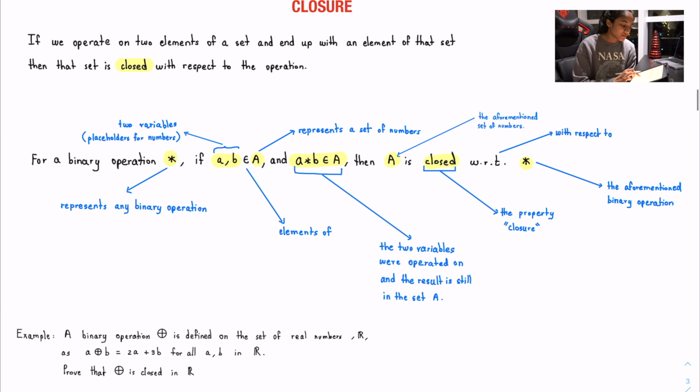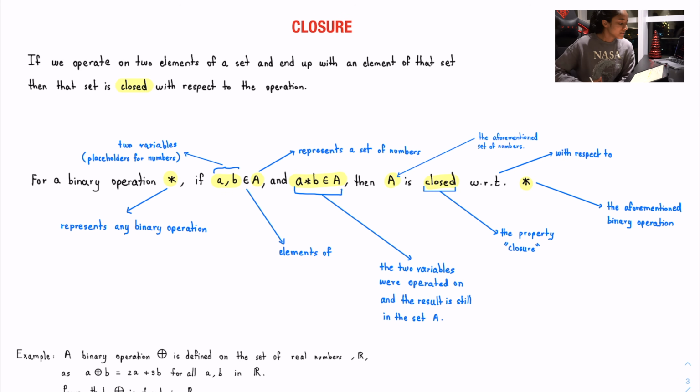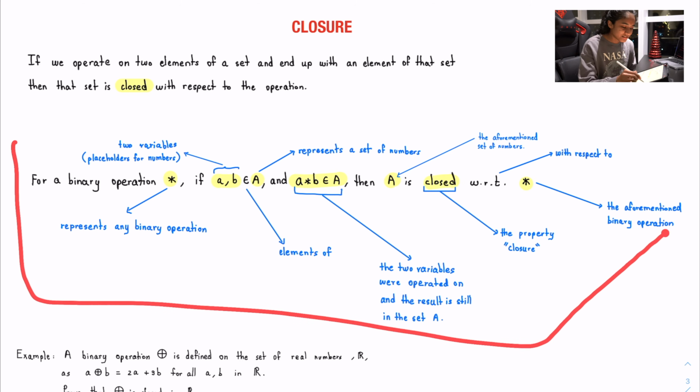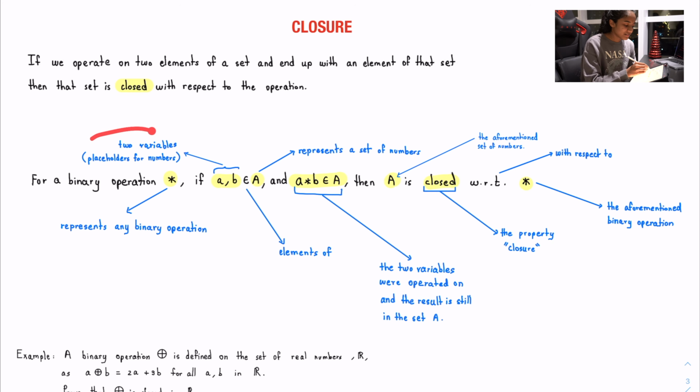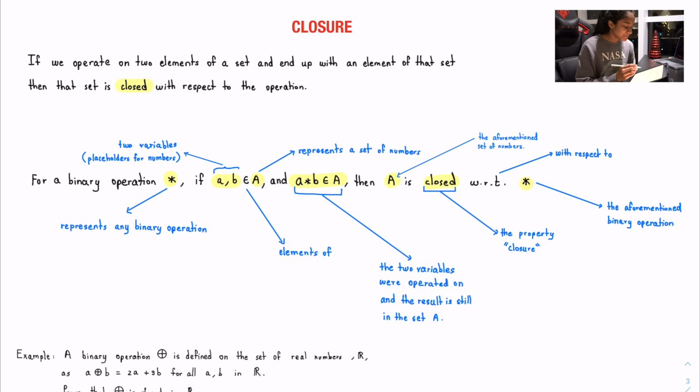Now we're going to go on to the first property, which is called closure. If we operate on 2 elements of a set, I want you to listen to me carefully. If we operate on 2 elements of a set and end up with an element of that set, then that set is closed with respect to the operation. Now this is the more technical term that I've tried to make simple by giving little explanations, but you'll see.